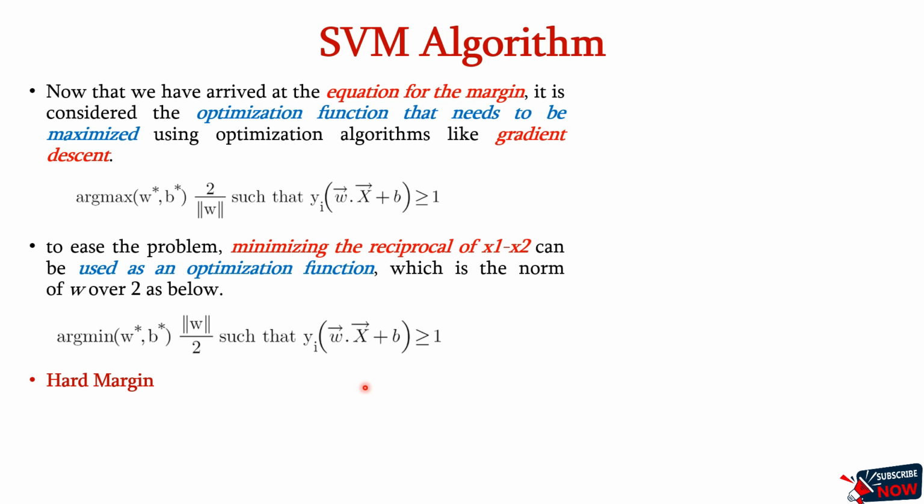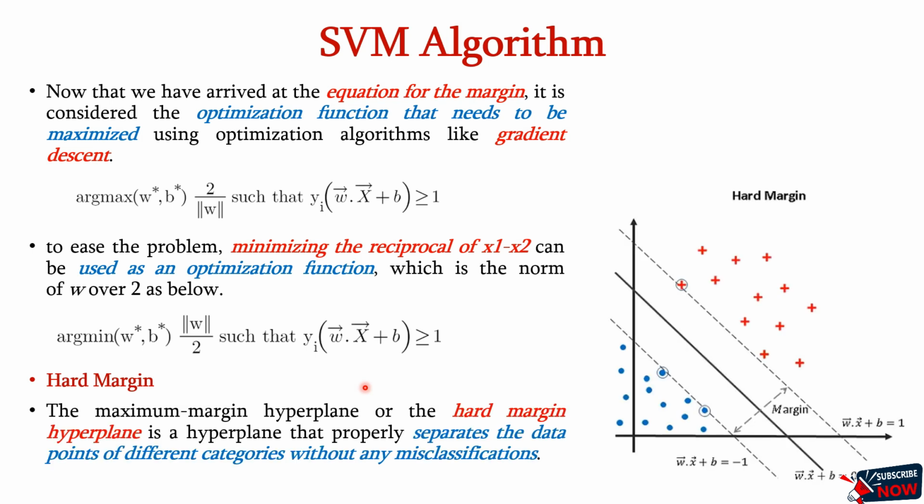Now let us see about what is hard margin. The maximum margin hyperplane or the hard margin hyperplane is the plane that properly separates the data points of different categories without any misclassifications. So we can see in this diagram we have the hyperplane that properly separates the blue points and red points without any misclassifications. So if there is no misclassification, then it is called as hard margin.